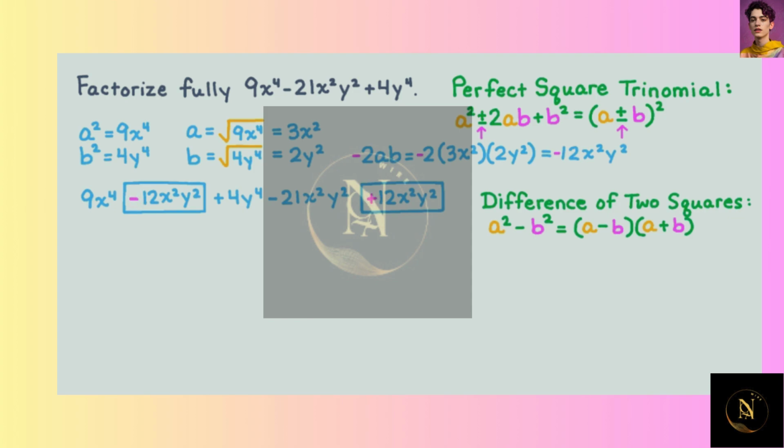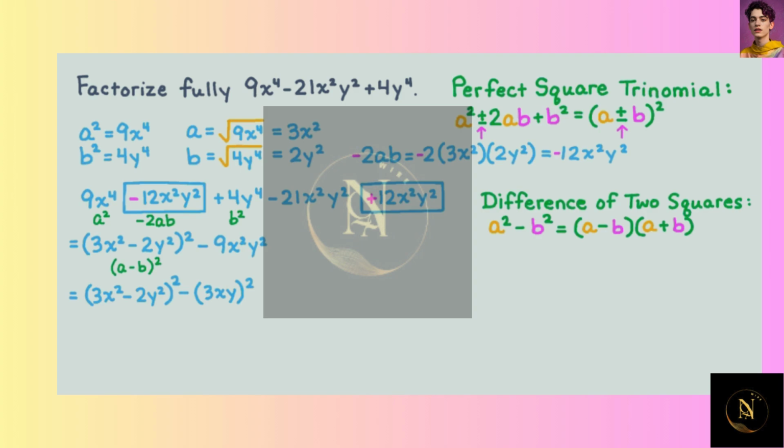This means our new expression is 9x to the fourth power minus 12x squared y squared plus 4y to the fourth power minus 21x squared y squared plus 12x squared y squared. Then we again factor the first three terms as a perfect square trinomial, but this time the factors are of the form a minus b. Now, when we combine the like terms, we have negative 9x squared y squared.